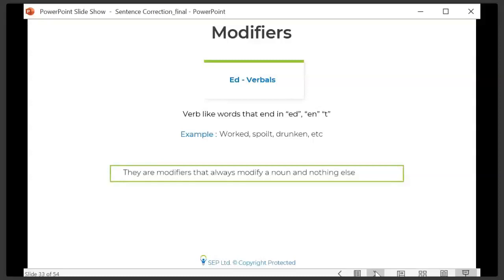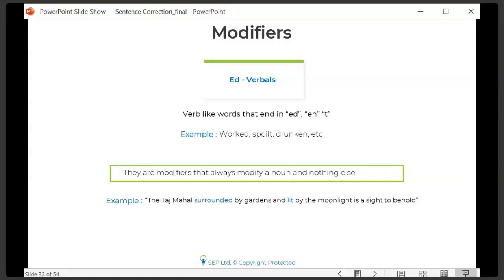Now, this is what you need to remember. An ed verbal, I'm talking about the ed modifier, cannot modify a verb. It cannot modify anything but a noun. All right. Say, when you look at a sentence like: The Taj Mahal, surrounded by gardens and lit by the moonlight, is a sight to behold.